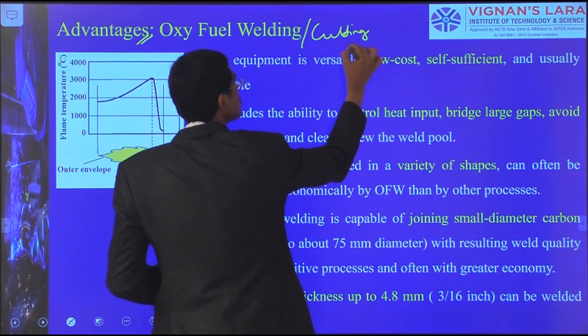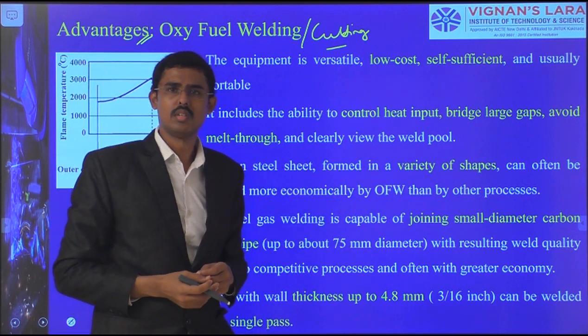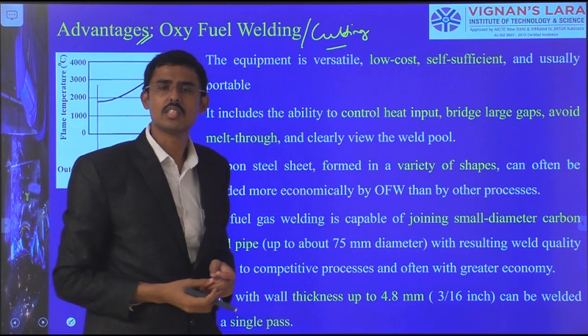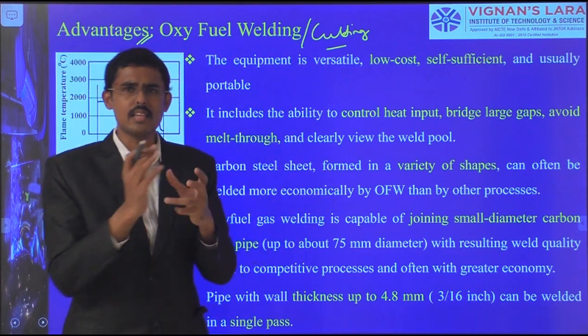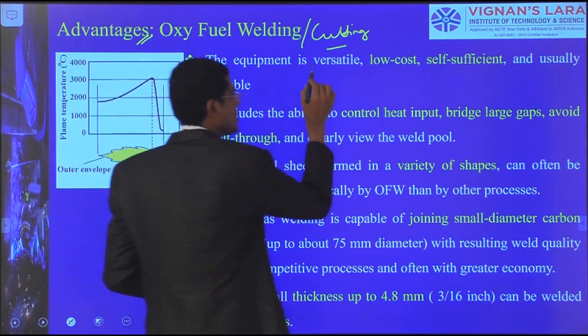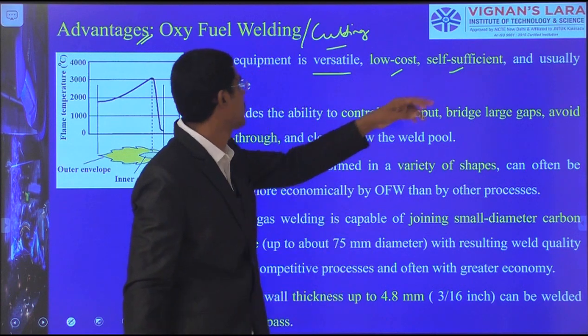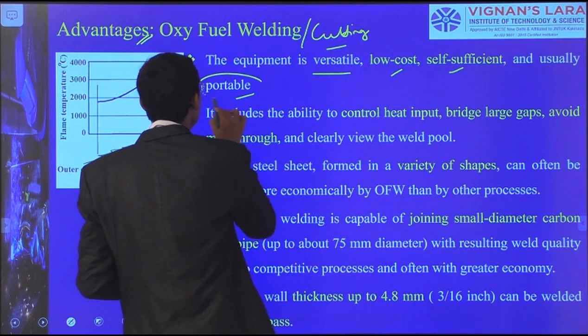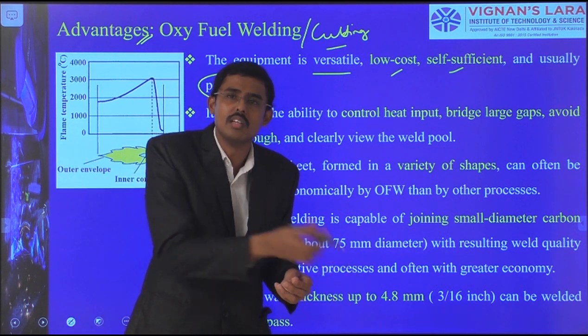Because we are going to use this neutral flame oxidizing cutting process and increasing of this hardening process. Therefore, welding and cutting are the same with respect to change in the nozzle. What are the advantages? The equipment is versatile, low cost and self-sufficient and usually portable. So it is a small machine with a nozzle at 2 cylinders.